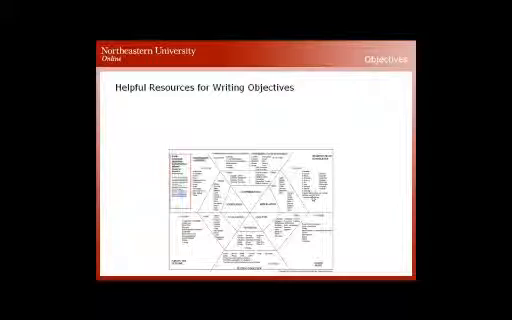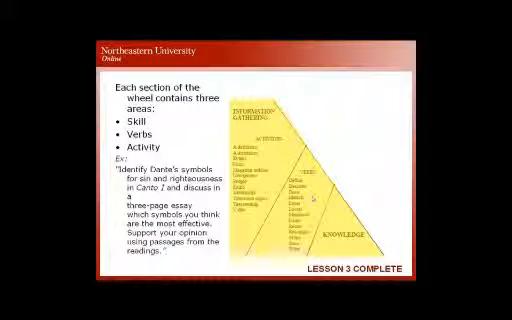Let's take a closer look. The smallest area of this chart shows knowledge, or the type of understanding. The second area shows the types of verbs that are action-oriented or performance-based. The outer ring has the activity that might be associated with the verb and exhibit the type of understanding that students should have. So an example of a performance-based learning objective to assess a student's knowledge would be: identify Dante's symbols for sin and righteousness in Canto 1 and discuss in a 3-page essay which symbols you think are most effective. Support your opinion using passages from the readings.